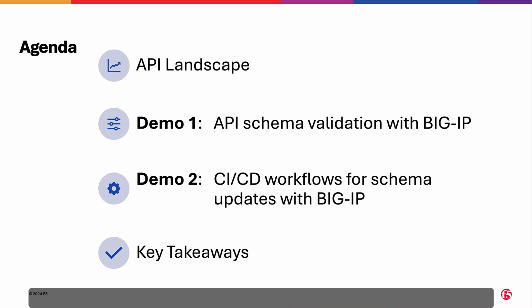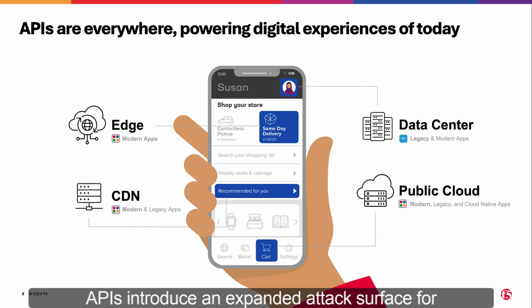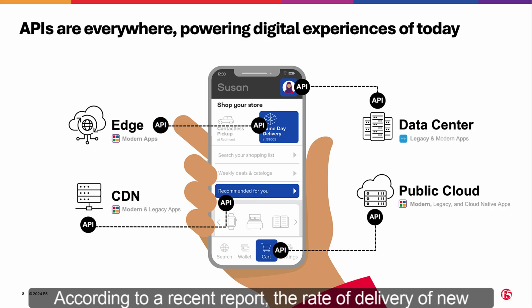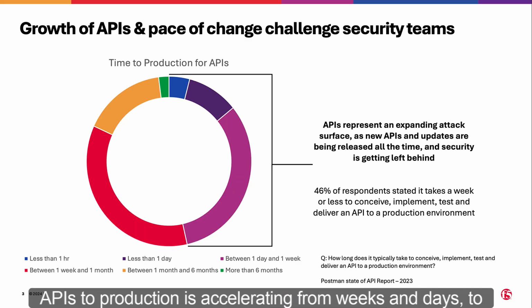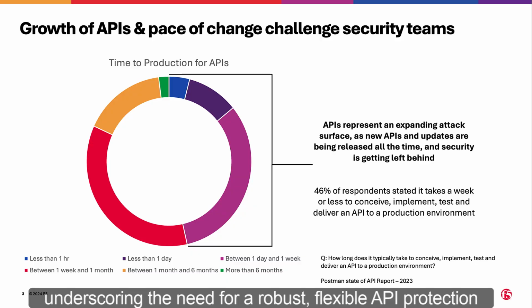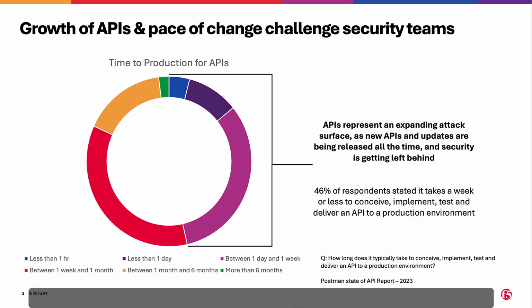app evolves. APIs introduce an expanded attack surface for unauthorized access, data exfiltration, and other exploits. According to a recent report, the rate of delivery of new APIs to production is accelerating from weeks and days to hours. This outpaces many traditional security processes, underscoring the need for robust, flexible API protection measures.